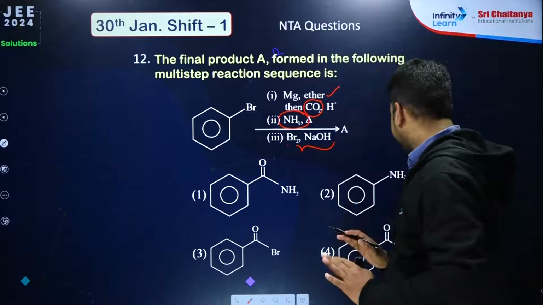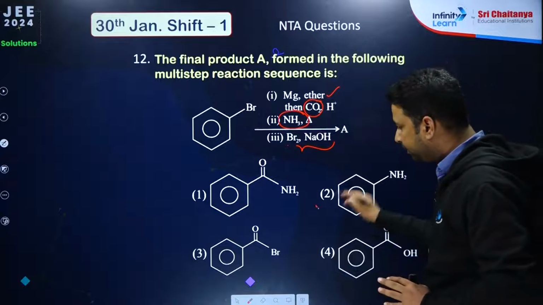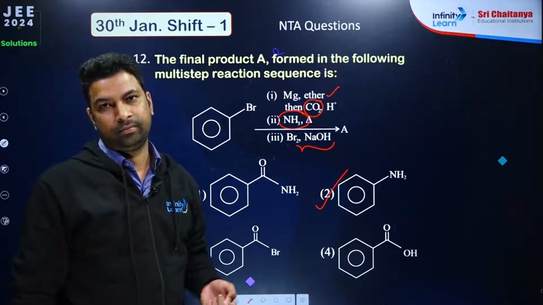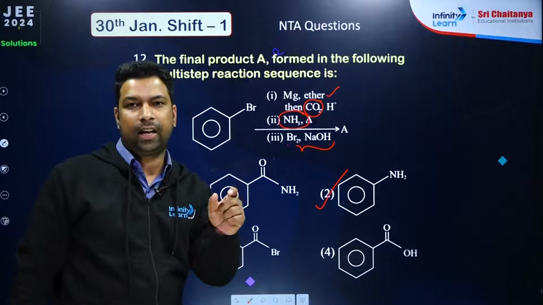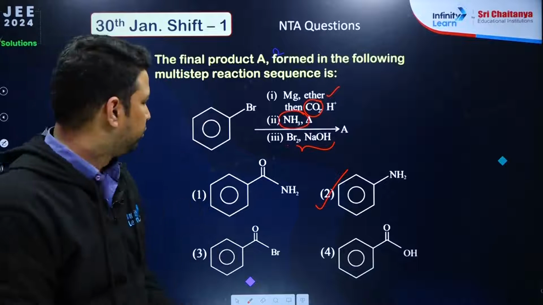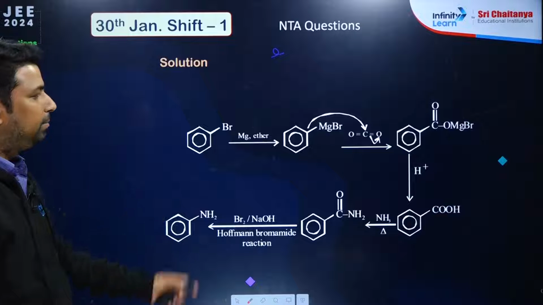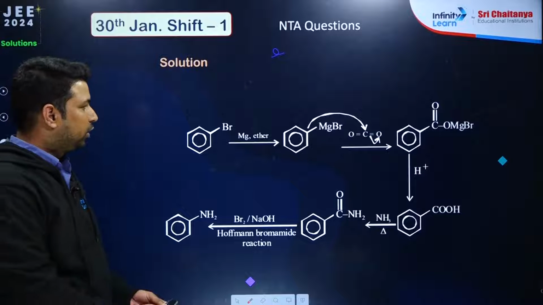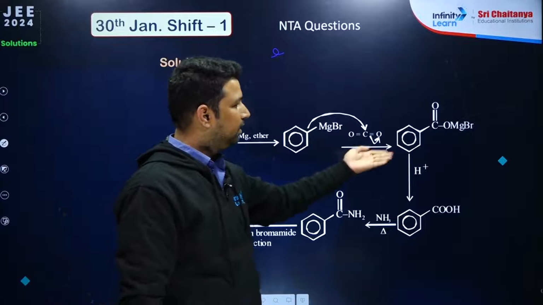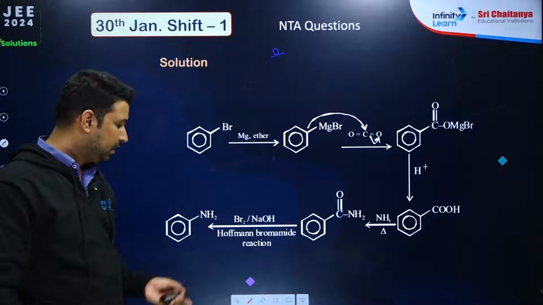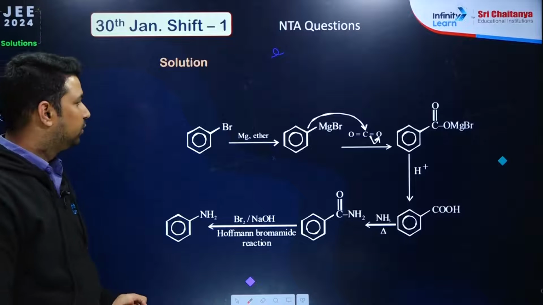That should be a 1 degree amine, and for a 1 degree amine, only the second option is there. Hofmann bromamide degradation is the clear-cut answer. If Hofmann bromamide degradation happens, the 1 degree amine will be produced, and it's only the second option. So the answer will be 2. This is the complete mechanism for the reaction: first Grignard reagent, then carboxylic acid, then amide, and then Hofmann bromamide degradation reaction. So this was the answer.